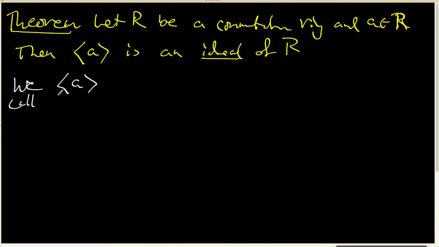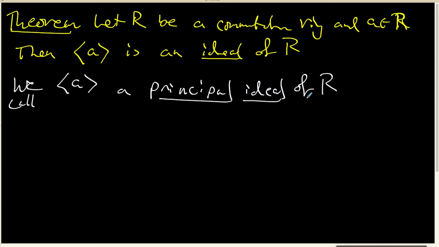We call this a principal ideal of the ring R. And here's the proof of our theorem. The proof is not very hard, and I actually would encourage you to stop the video, try and prove this for yourself, then start the video and compare it to my proof.